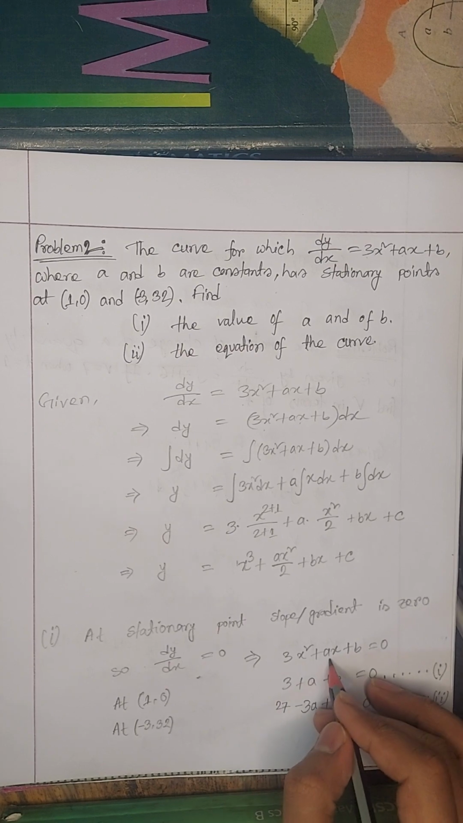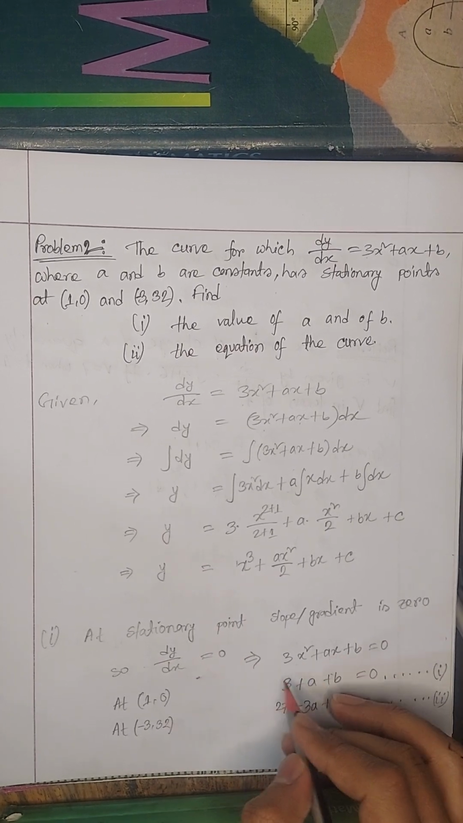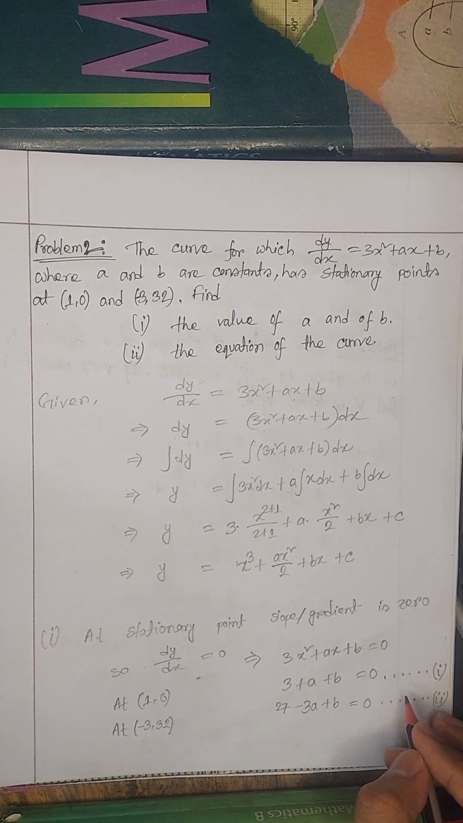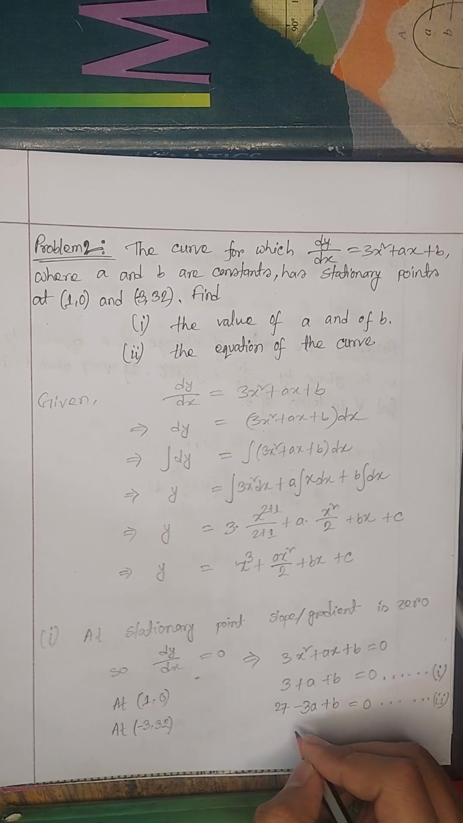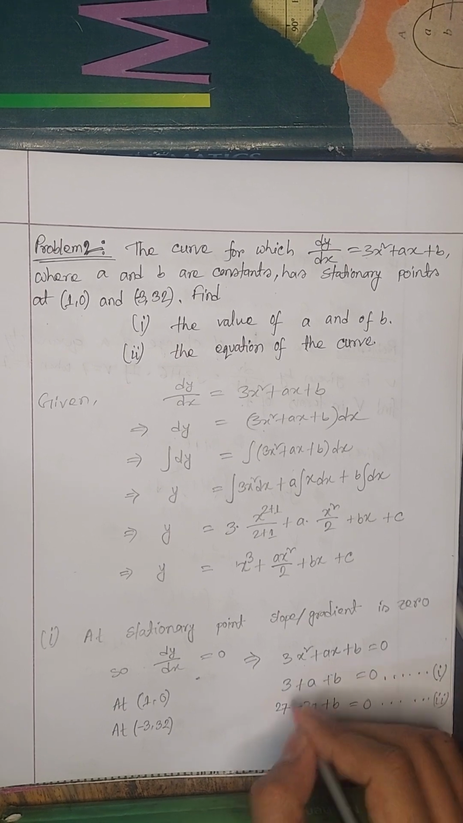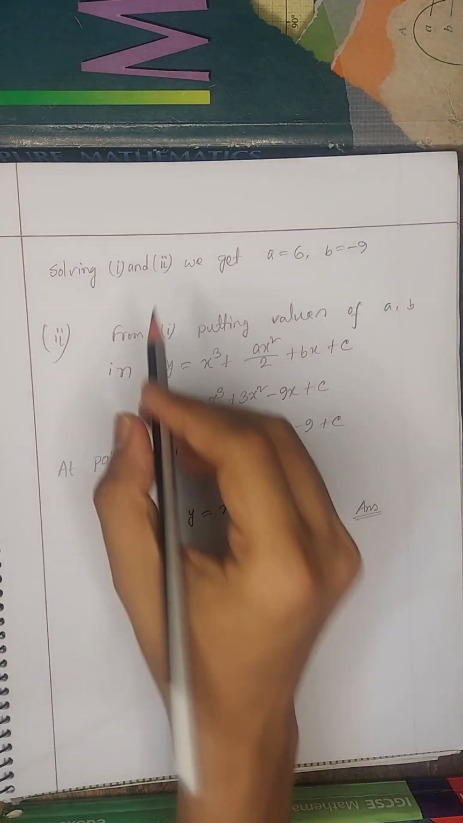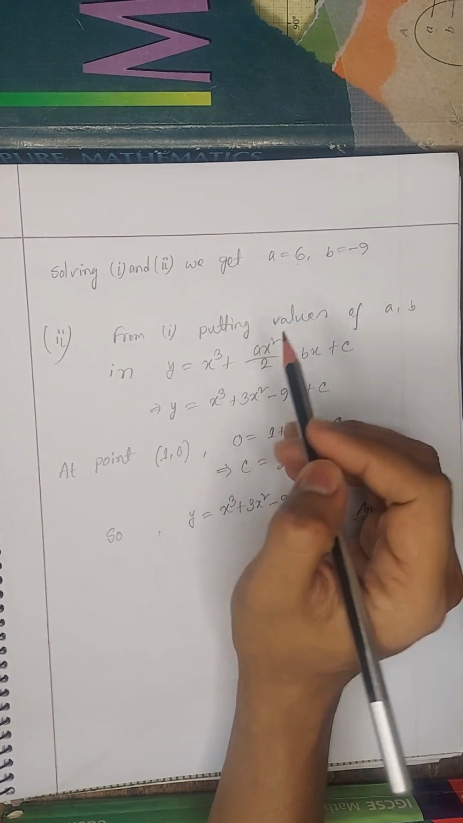At a stationary point, gradient is 0, so dy by dx is equal to 0, so 3x square plus ax plus b will be 0. At 1, 0, if we put the value of x as 1, then we get 3 plus a plus b is equal to 0. At minus 3 and 32, we get another equation, 27 minus 3a plus b is equal to 0. If we solve these two equations, we get the value of a and b. Solving 1 and 2, we get the values of a and b, which are 6 and minus 9.